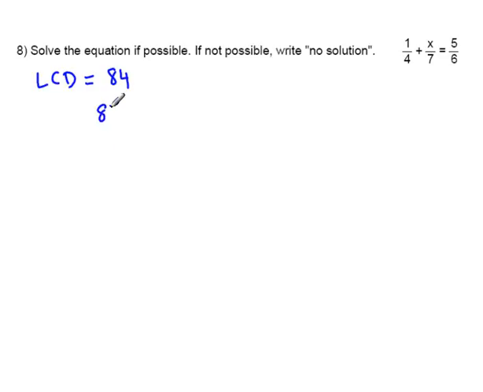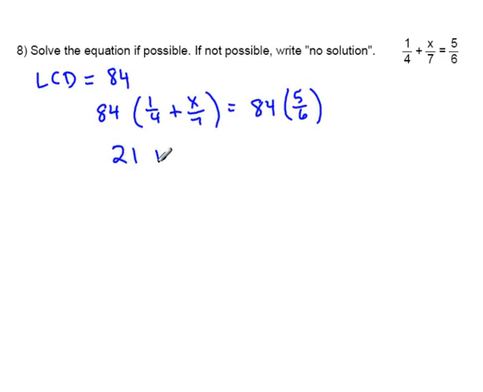So what we'll do is multiply every single term by that common denominator. So we're going to multiply everything, both sides, by the LCD of 84. Okay, so 84 times 1/4 is 21. And 84 times 1/7, notice there's a 1 in front of that x, divided by 7, which is just 1/7 x. So 84 times 1/7 x is 12x. And 84 times 5/6 is 70.